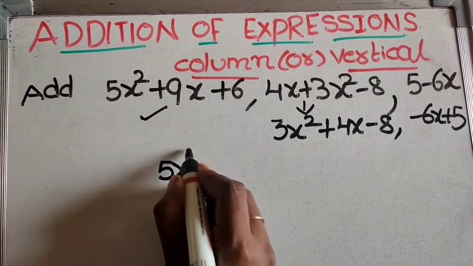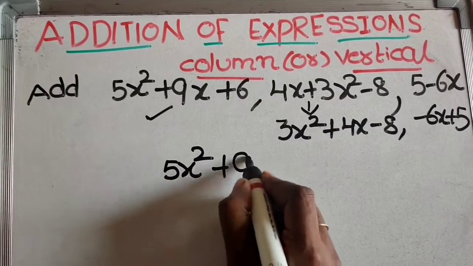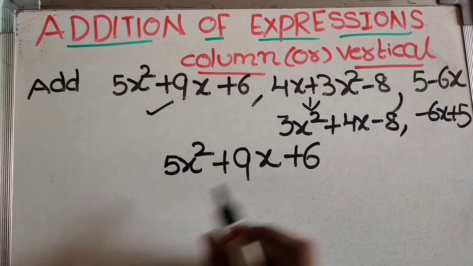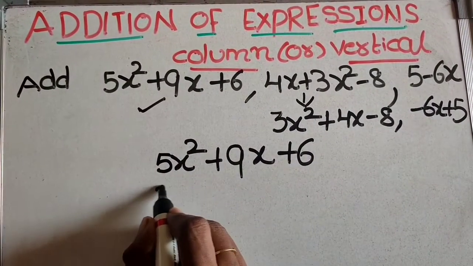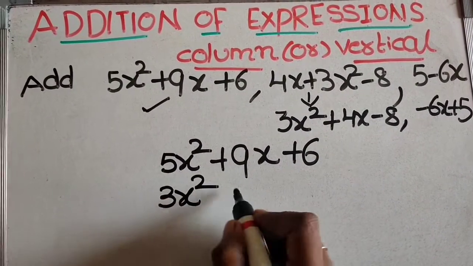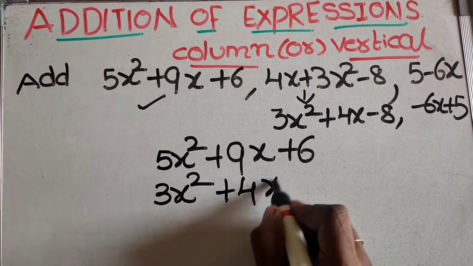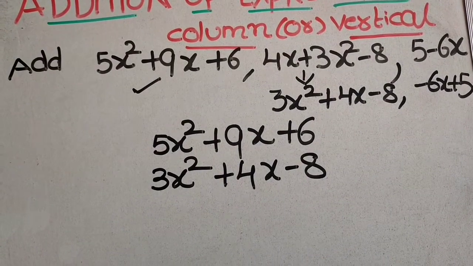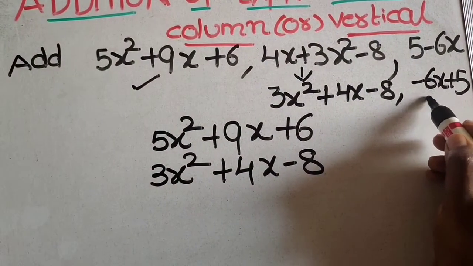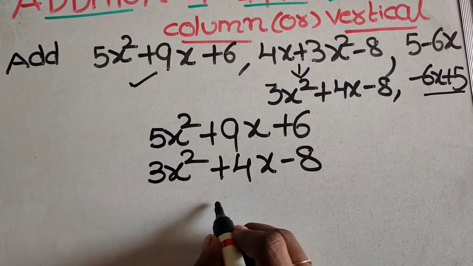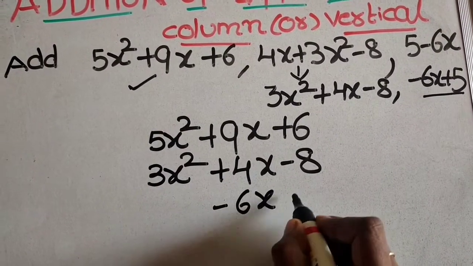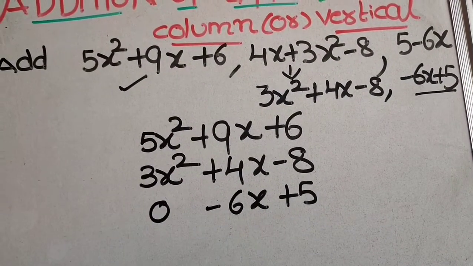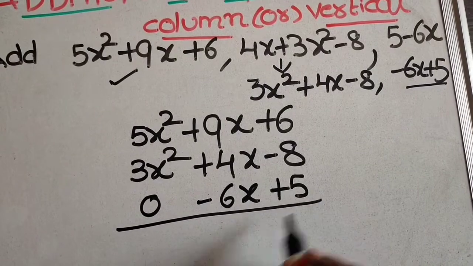So now we are doing which method? Column method. Column means, yes, arrange one by one. So 5x square plus 9x plus 6 is the one term. And what is the second term? Expression 3x square plus 4x minus 8. So we are writing one by one of the given expressions. And what is the next one? Minus 6x plus 5. So write minus 6x plus 5. While you are writing, you have to write the x square values, x values and then the constants.